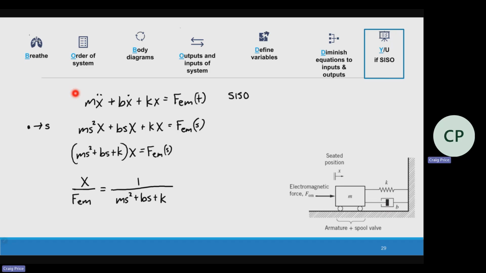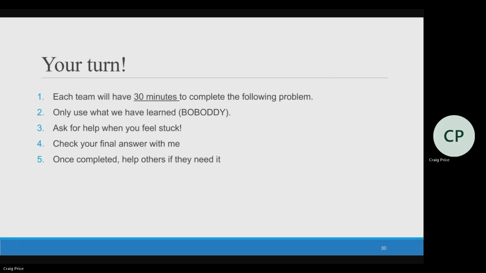All right, cool. So what I'm going to do is let you try one yourself, and then we will take a break. You'll probably just need 15, maybe 20 minutes. You're just going to use full body. You can always ask for help if you feel stuck, and then you can check your final answer with me. Once you complete it, you can obviously help others, but you can work with the people that are around you.